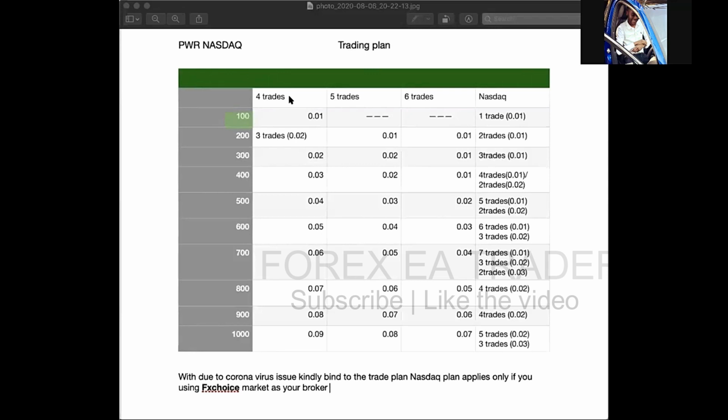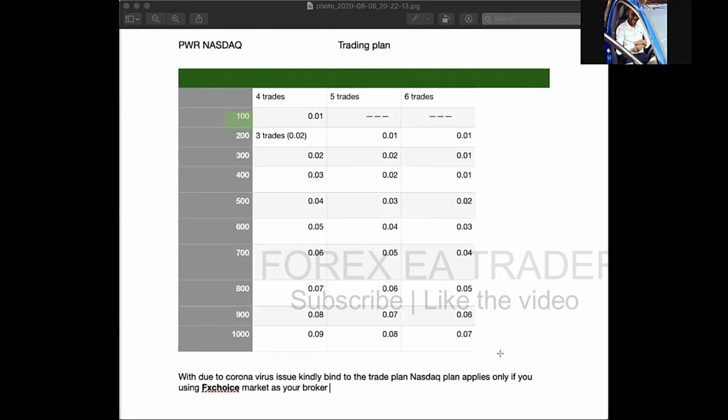So if you decide to say, I want to trade NASDAQ only, and you have got a $100 account, you're going to trade with 0.01 and 1 trade. Then if you have got 200, same applies. You can use 0.02, then 2 trades, and just like that, 3 trades. Then you can take 5 using 0.01. So that's how it works. The trading plan for NASDAQ applies only for FX choice, but for pairs, this applies to anyone.